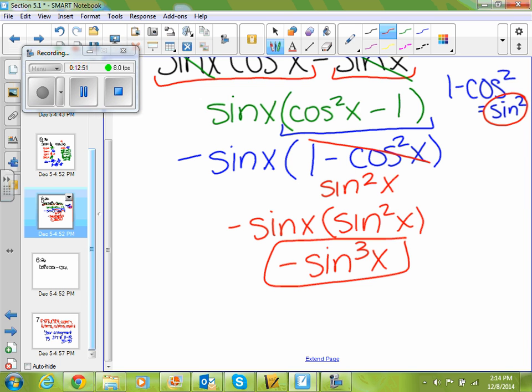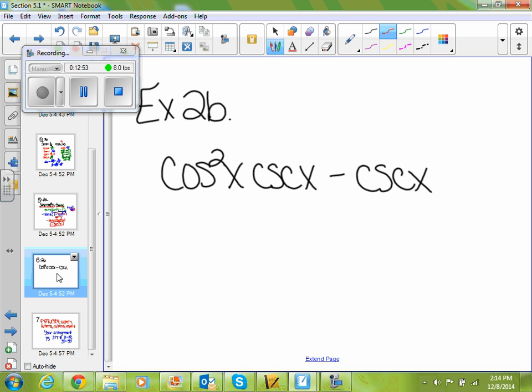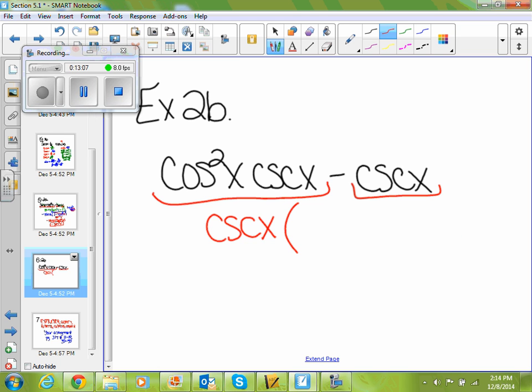Okay, let's do it kind of like that. So cosine squared of x times cosecant of x minus cosecant of x. Look at my two terms, my first term and my second term. Something I notice that they have in common is a cosecant of x. So that's what I'm going to factor out. If I factor that out of my first term, I'm left with a cosine squared of x. If I factor it out of my second term, I'm left with a 1.